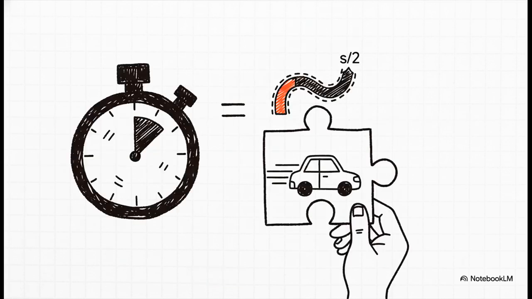Simple enough. So how long does this first leg of the journey take? Well, you know the basic relationship, time is distance divided by velocity. So we'll call this time t1. It's just our distance, s over 2, divided by our velocity, v0. And boom, we've got our first piece of the puzzle. Let's just put that on the shelf for a minute.